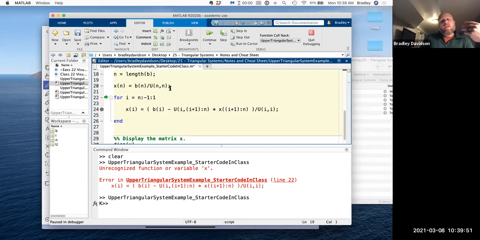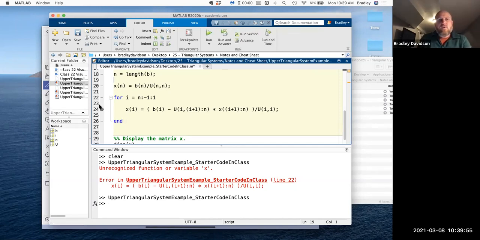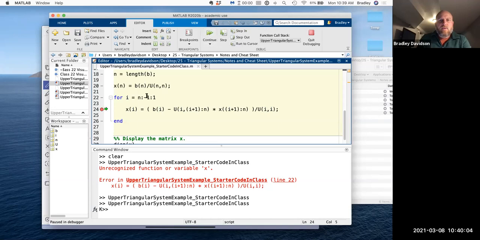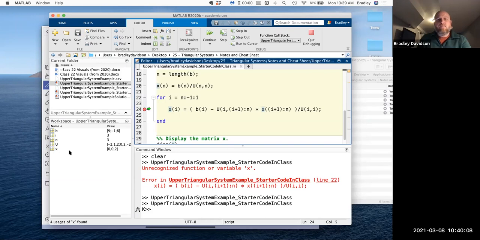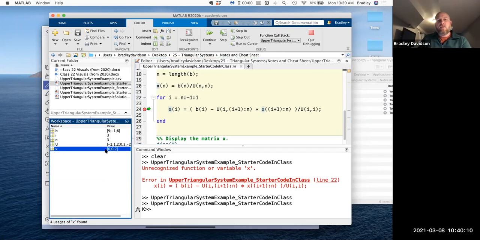And then that way we already have a value for x3. So let's quit debugging and save our system again. And then now as we're coming in here, we have a value for x, and it's showing us that in the third element of x, we have 2, which is the right answer. That's what we got before.